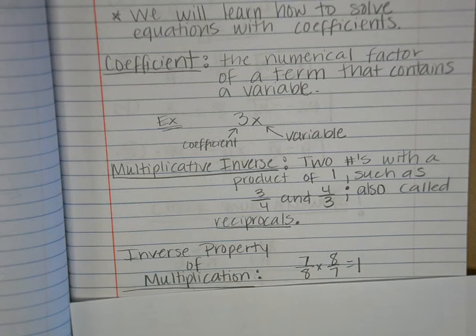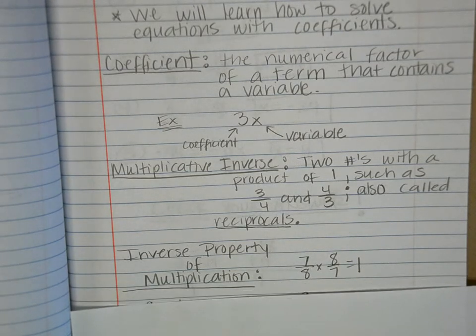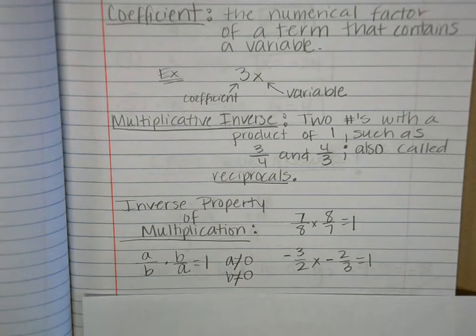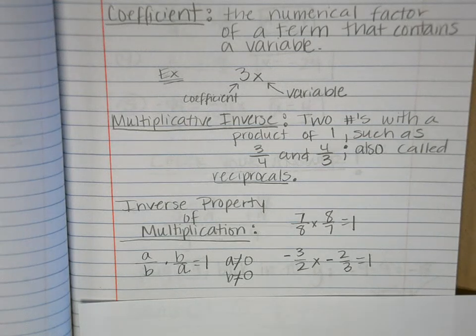So here's what it looks like. It's called the inverse property. This is a property. We're going to do a lot of properties this chapter. So we have things like 7/8 times 8/7 equals 1. You can have negatives: negative 3/2 times negative 2/3 equals 1. The a over b, b over a stuff, that's just the generic formula. You cannot have zeros in the denominator here. It doesn't work. So that's why I put a, b cannot equal 0.